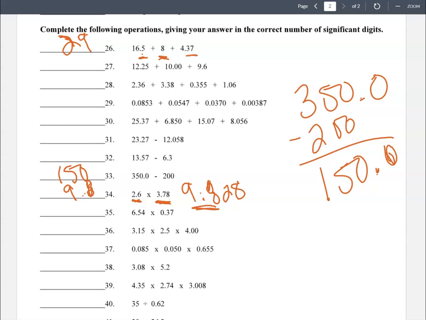So, for addition and subtraction, it's all about how many decimal places. For multiplication and division, it's about the total number of significant figures in the calculation. Again, we will have some more practice with this before you have a quiz.